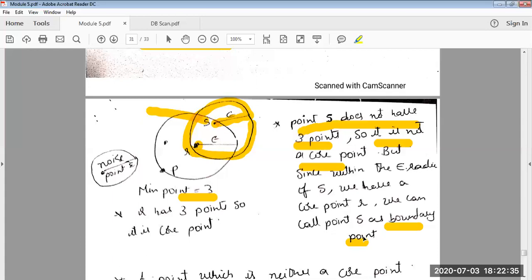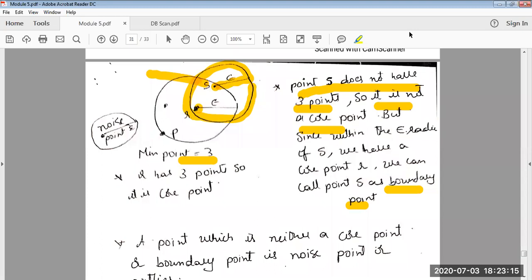So please try to recap. We can call a point a core point if it has a number of points equal to minimum points or greater than it. A point can be called a boundary point if a core point falls within the circle. Now, we completed what is a core point and what is a boundary point.